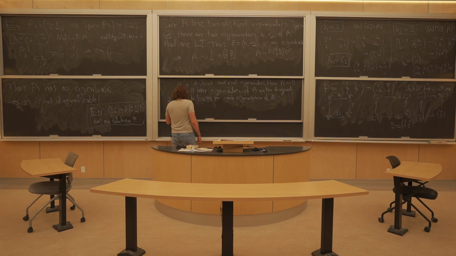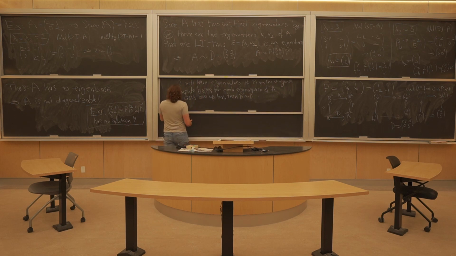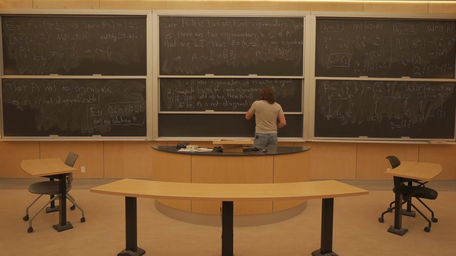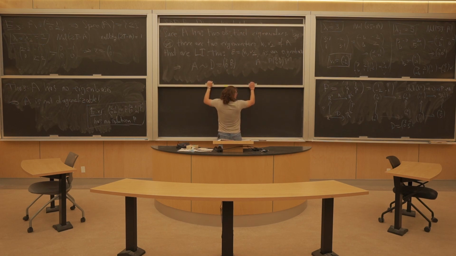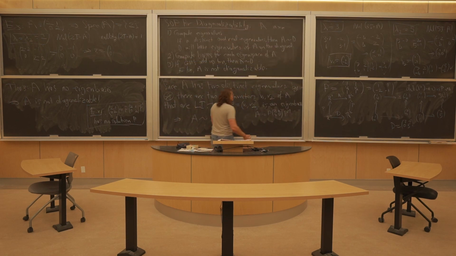If geometric multiplicities add up to n, then A is diagonalizable. Let me just write it like this. Otherwise, A is not diagonalizable. Okay, so this is the first routine.